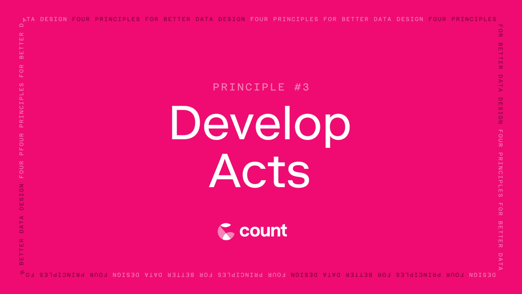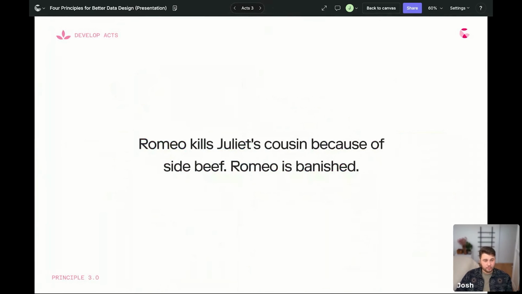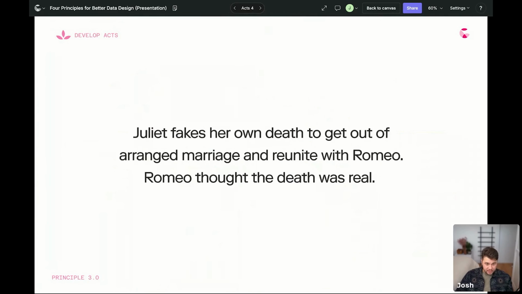Let's start with a pretty familiar story, at least to most. So Romeo and Juliet fall in love. Their families don't like each other. Sad. Romeo kills Juliet's cousin because of a side beef, and Romeo is banished. Also sad. Juliet fakes her own death to get out of an arranged marriage and reunite with Romeo. Romeo thought the death was real. You know what happens next.